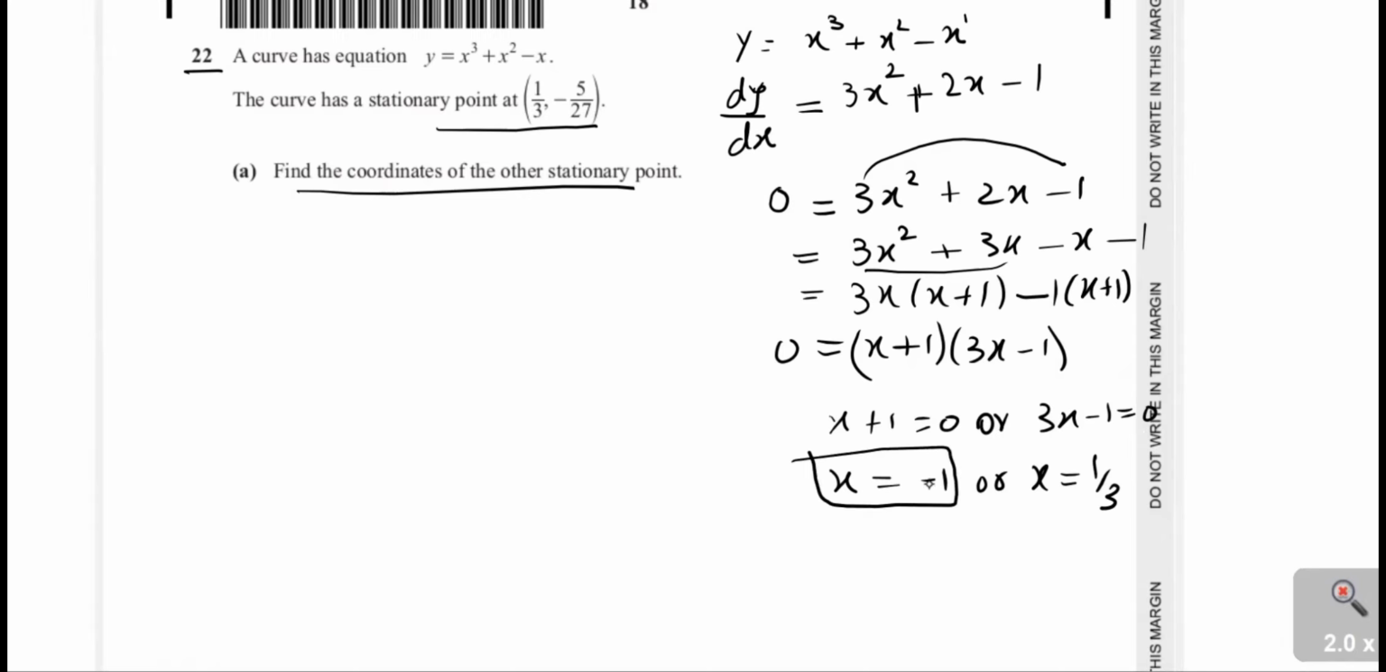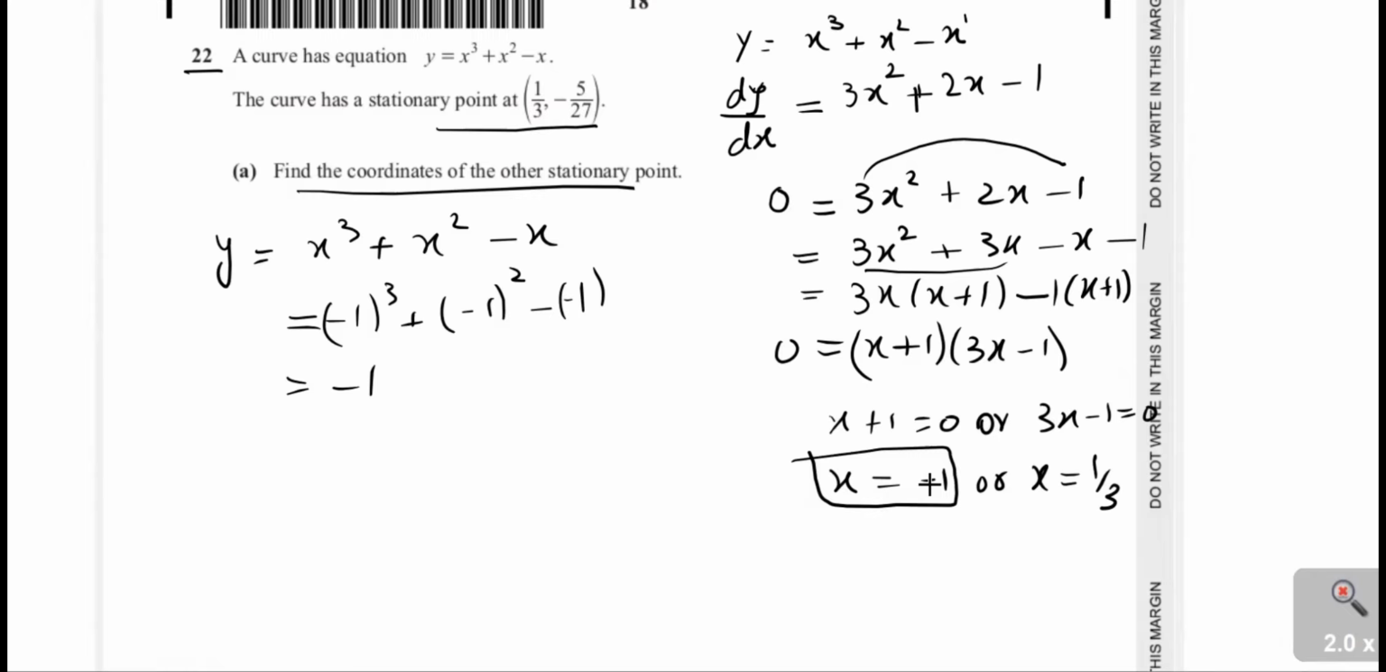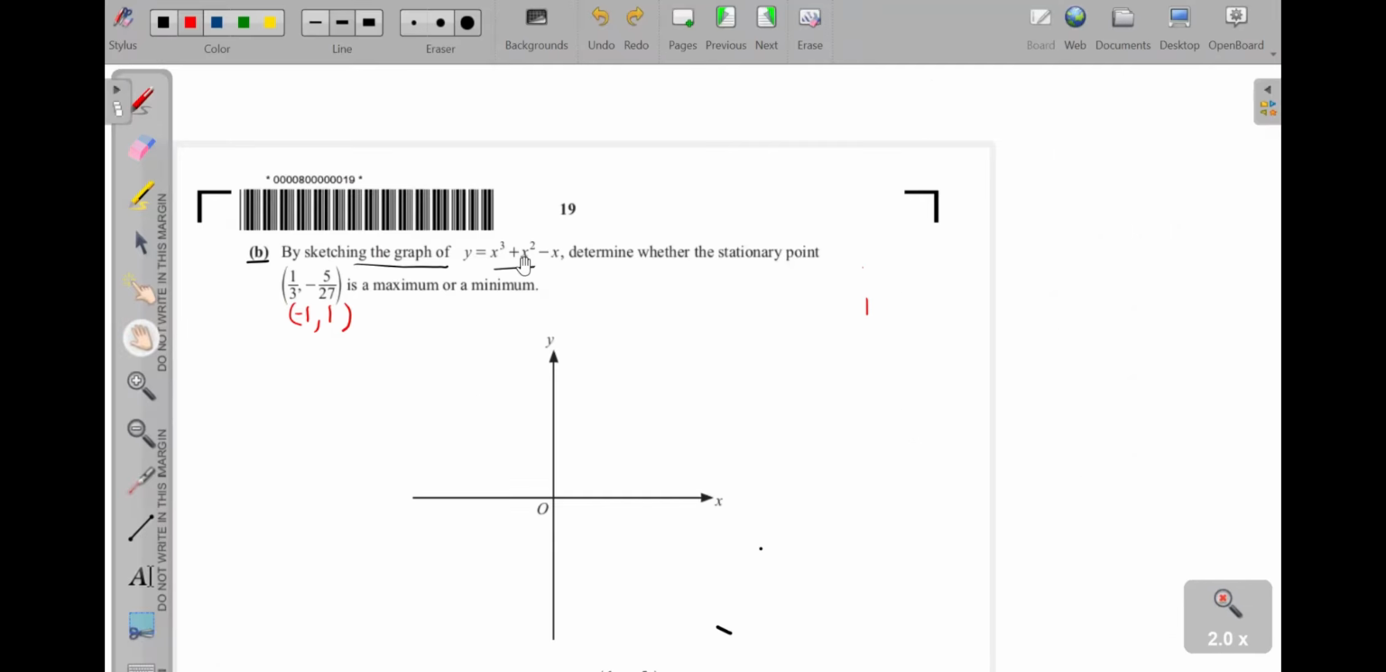Now to calculate the y coordinate, we will substitute the value in this equation. y equal to x cube plus x square minus x. This value x is minus 1. Minus 1 cube is minus 1. Minus 1 square is plus 1. And this is plus 1. Therefore, the value of y will be 1. The coordinates of the other stationary point will be minus 1, plus 1. This is the answer. Part B, sketching the graph y equal to x cube plus x square minus x.